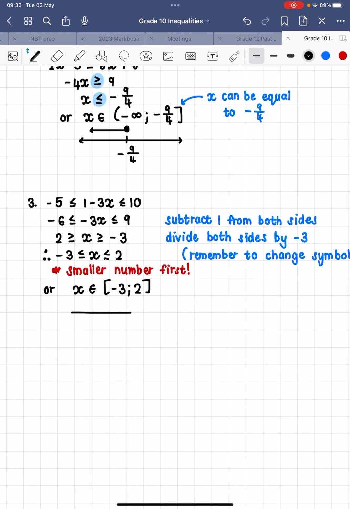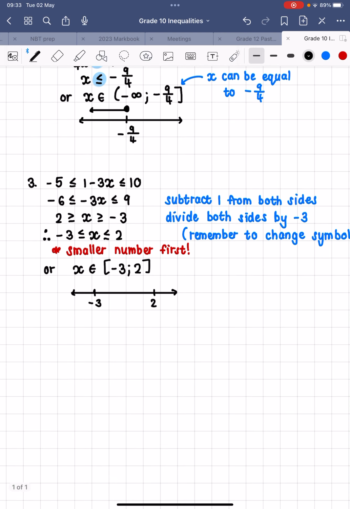If you had to draw this on a number line, this one is now slightly different. You're going to do negative 3, and you're going to put a 2, so the two numbers that you have. You're going to put a dot above both of those numbers, depending on whether it's being included or excluded. Can it be equal to negative 3? Yes, so negative 3 is included in the solution. That's what I mean when I say included. If you had to list all the numbers that x could be equal to, negative 3 would be one of those numbers.